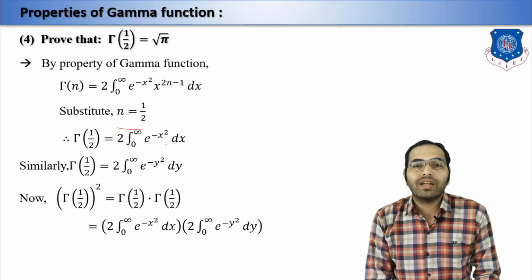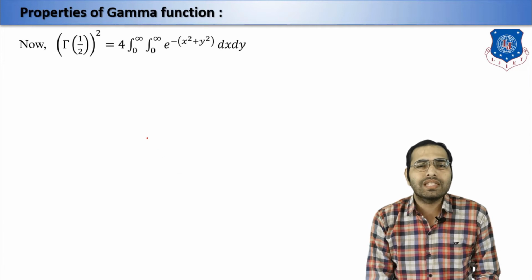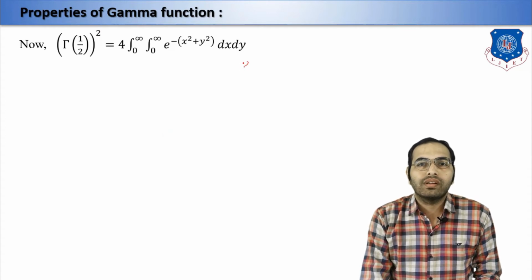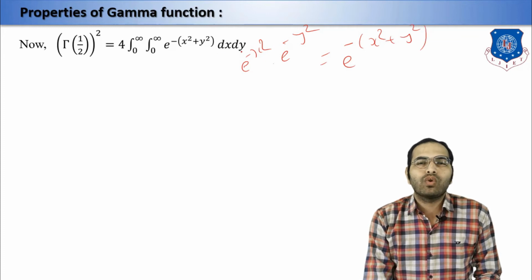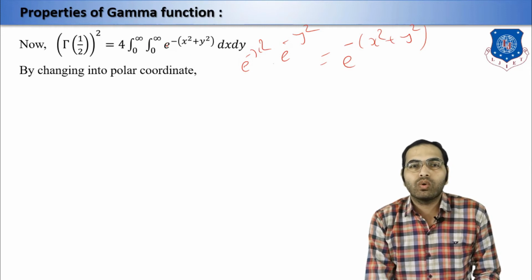Simplifying, 2 twos are 4, and both integrals are combined together, which becomes 4 into the double integral from 0 to infinity of e raised to minus x square into e raised to minus y square, which is written in the form of e raised to minus, taking common, x square plus y square, into dx dy. Here x varies from 0 to infinity and y also varies from 0 to infinity.